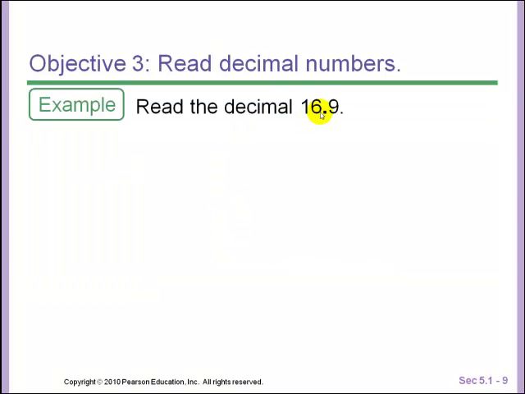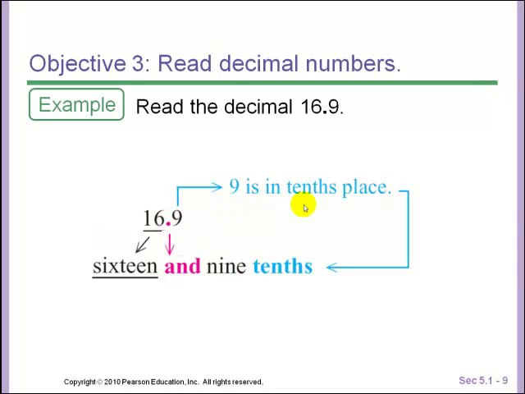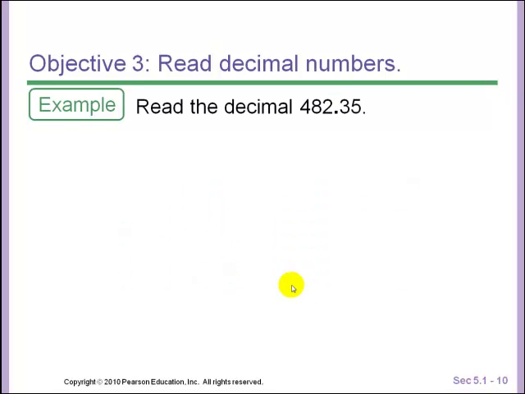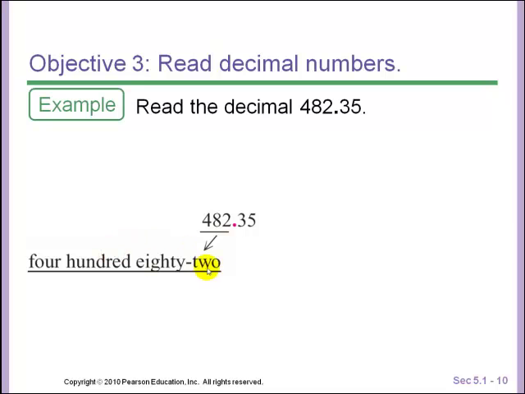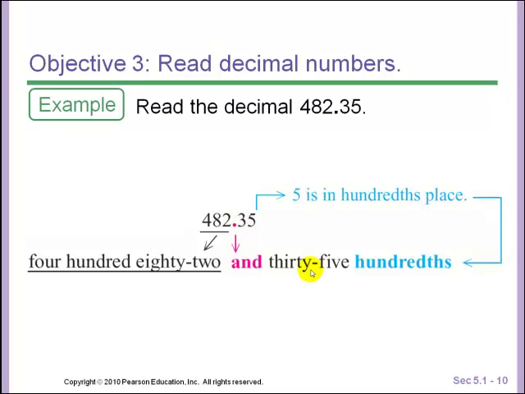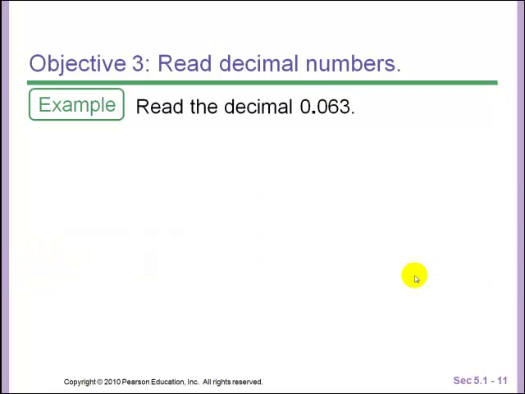Read the decimal 16.9. To the left of the decimal is 16. The decimal is "and" and then to the right is a 9, and it's in the tenths place. So this number is read 16 and 9/10. Next, 482 decimal point 35. To the left of the decimal, we have 482. Then we have the decimal, which is an "and", and then to the right of the decimal, we have 35, and it ends in the hundredths place, tenths, hundredths. So the number is 482 and 35 hundredths.